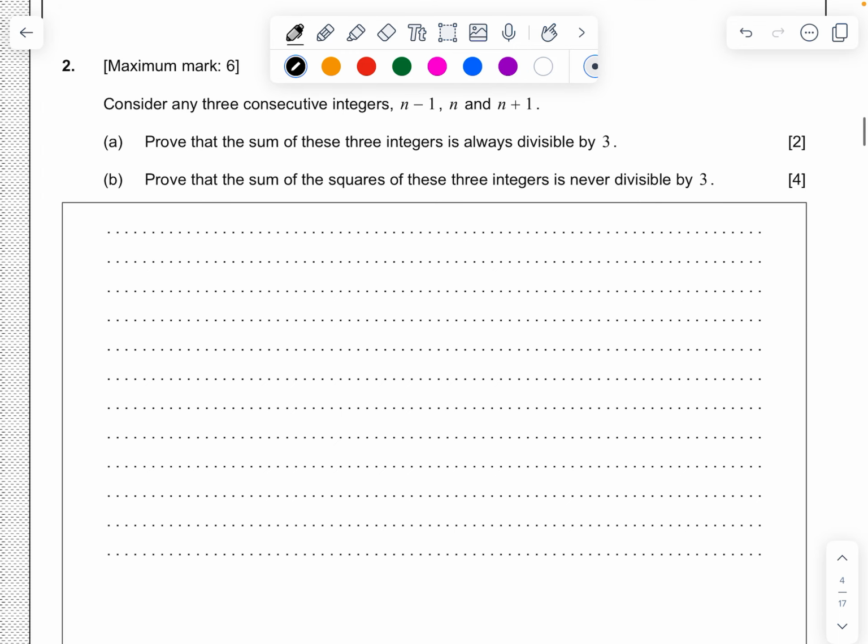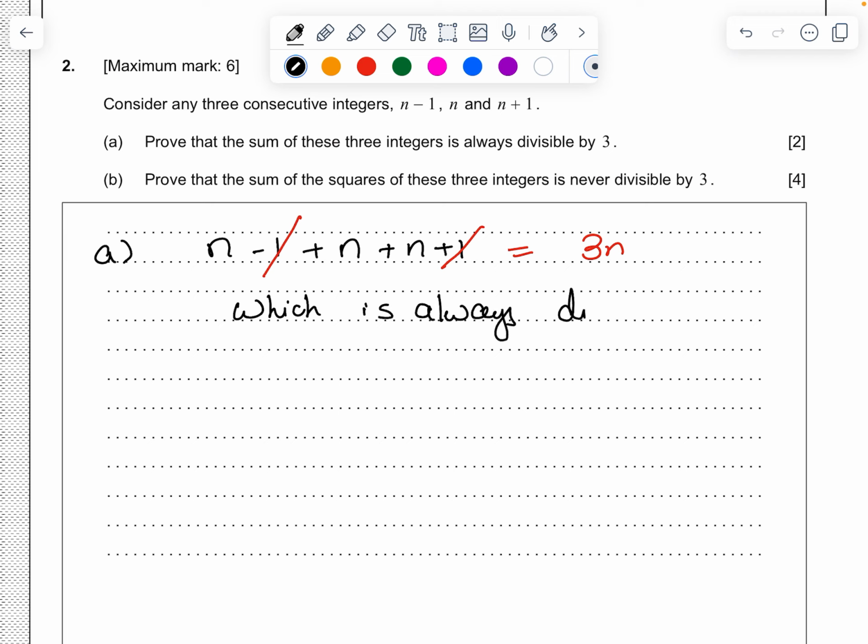Now coming to the second question. Consider any three consecutive integers n minus 1, n and n plus 1. Prove that the sum of these three integers is always divisible by 3. So I am going to add them: n minus 1, n and n plus 1. When I am adding them, we can see that n and 1 get cancelled, giving 3n. Therefore 3n means it is always divisible by 3. That is part A.